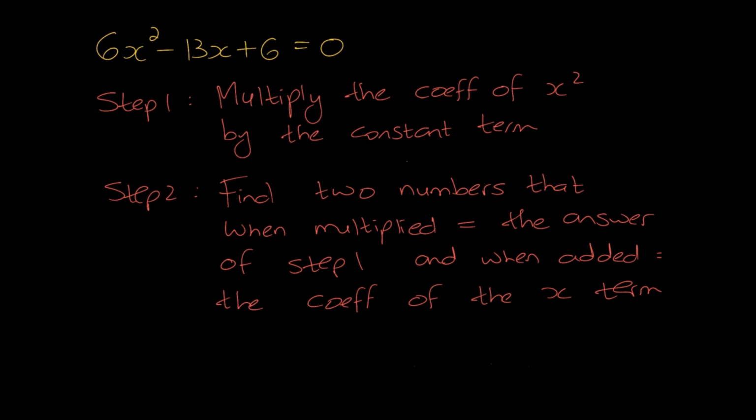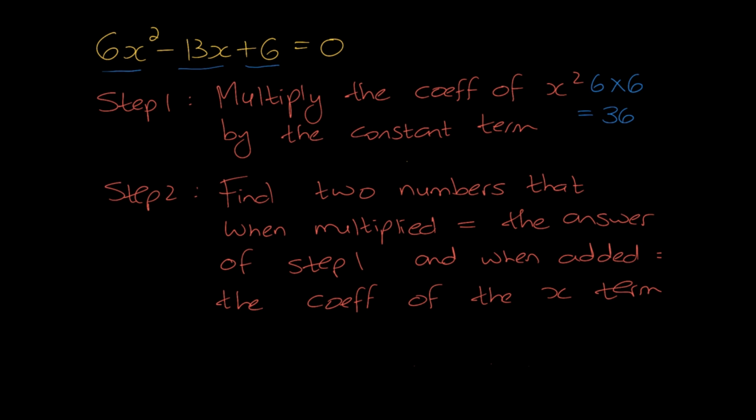Step 1 tells us we need to multiply the coefficient of x squared by the constant term. As you can see, your trinomial is written in the form of an x squared term, then an x term, and then a constant. So we're going to multiply the x squared coefficient, which is 6, by the constant term, which is 6, and we get 36.